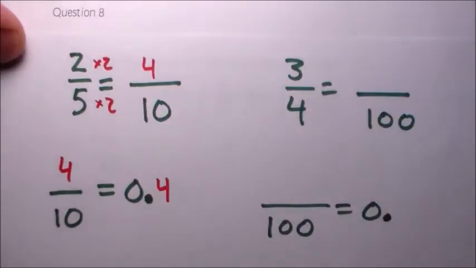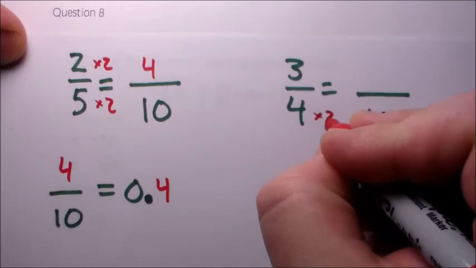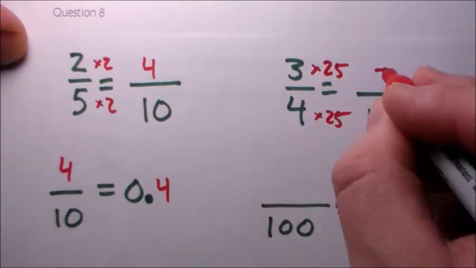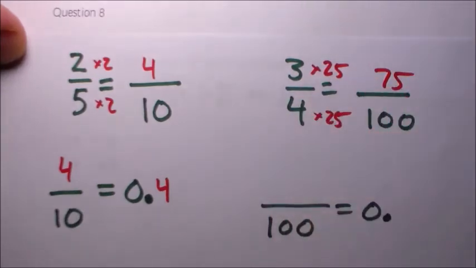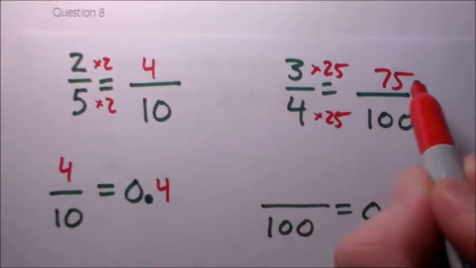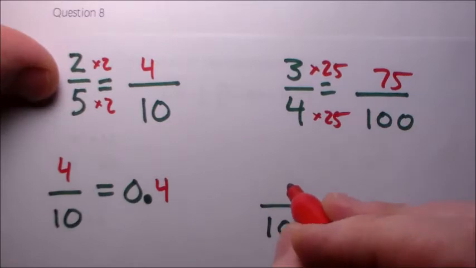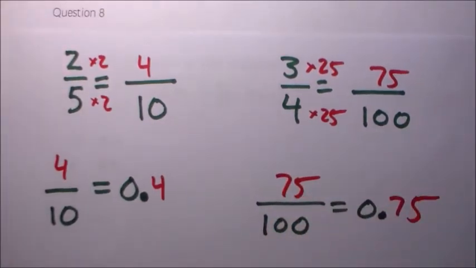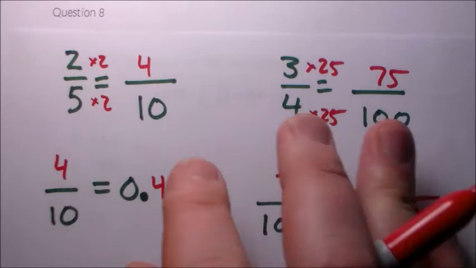Okay, 3/4. Well, 4 times 25 gets 100, so we'll multiply 3 times 25, because whatever we do to the bottom, we do to the top. And again, 75 over 100 equals 0.75, because this is hundredths, right? 4/10, tenths place, and 4/100ths, the hundredths place.